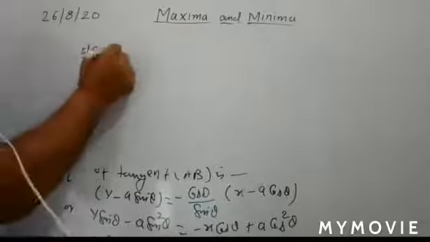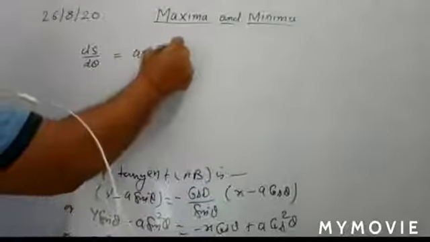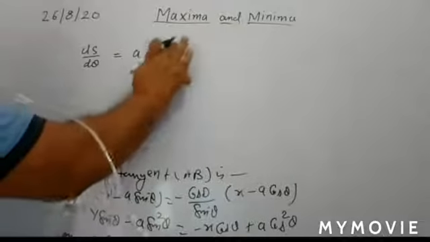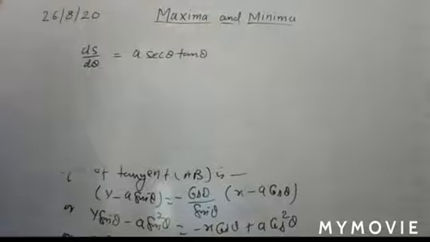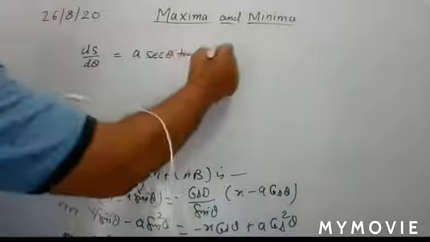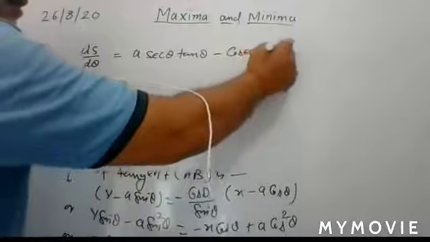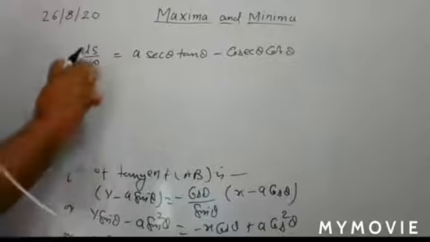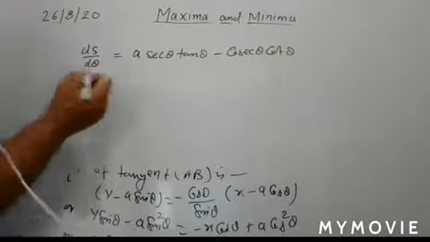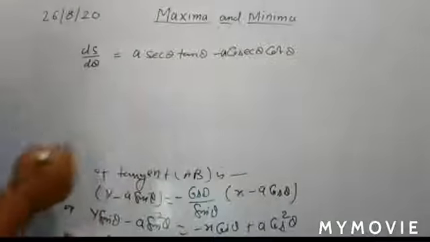So ds by d theta is equal to a sec theta tan theta, and here your cosec theta is there. The differentiation of cosec theta is equal to minus cosec theta cot theta. So in this way, here you have the value of ds by d theta. So you make it equal to 0. So a is also there, so you write here a.